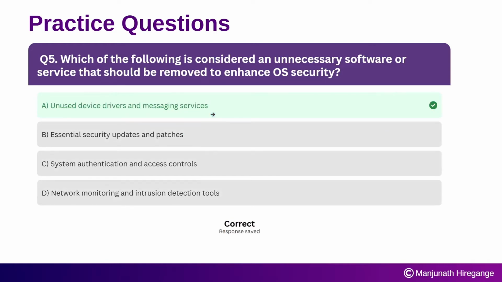When securing an operating system, it's important to reduce its attack surface by removing unnecessary software and services, right? Things like games and remote access clients can introduce potential vulnerabilities if not properly managed or updated. Options B, C, and D refer to critical security components like updates, authentication controls, and security monitoring. So the right answer is unused device drivers and messaging services.